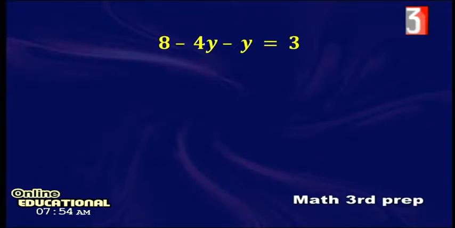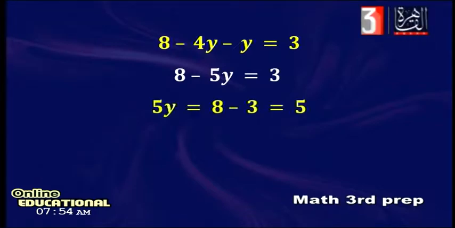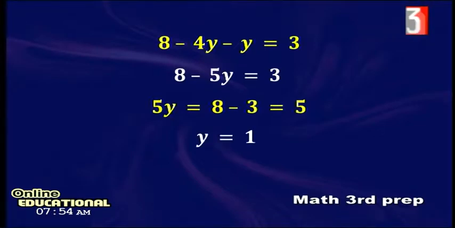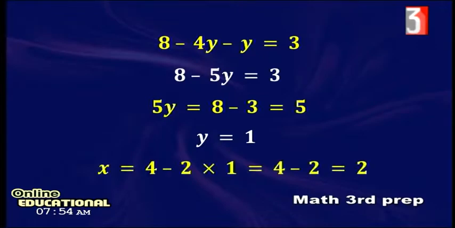Then 5y equals 8 minus 3 equals 5. So 5y equals 5, then the value of y will be 1. Now you have found the value of y as 1. By substituting in any of the two equations to find the value of x: x equals 4 minus 2 times 1, equals 4 minus 2, which gives 2. In this case, we can say that the solution set of such equations is (2, 1) as an ordered pair, as they are the values of x and y. This is by using the substitution method.